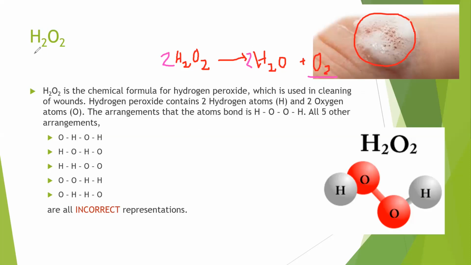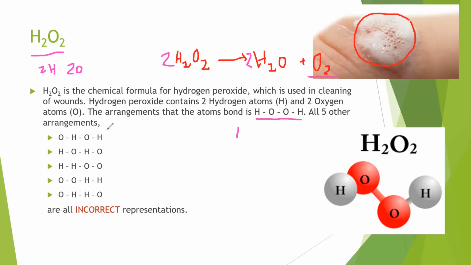And H2O2, in the chemical formula, there's 2 hydrogen atoms and 2 oxygen atoms. And the arrangement that the bonds form is HOOH. And the reasoning it has to occur in this way is like in the last slide, hydrogen only has 1 electron, so it can only form up to 1 bond. So a hydrogen must be at the very ends.